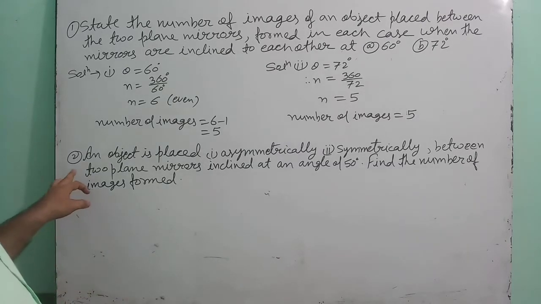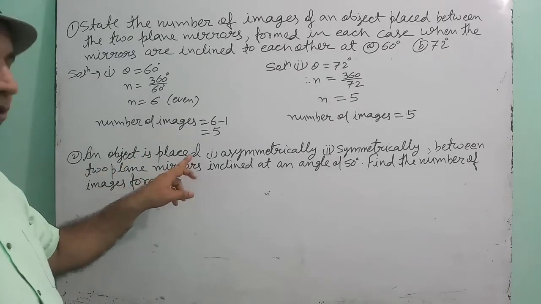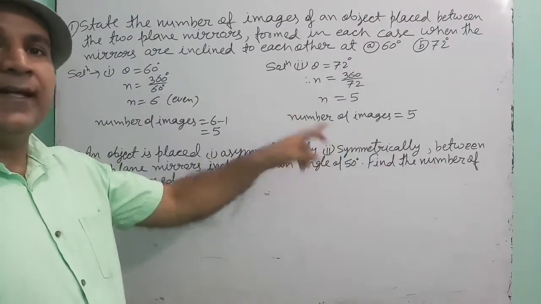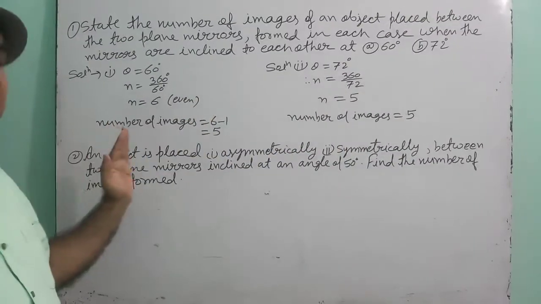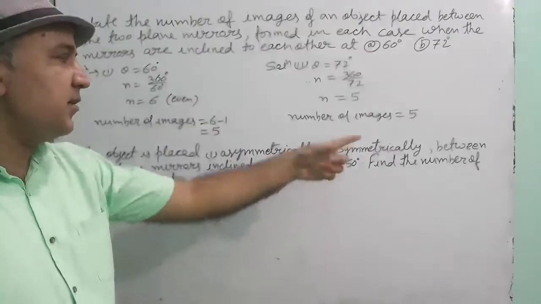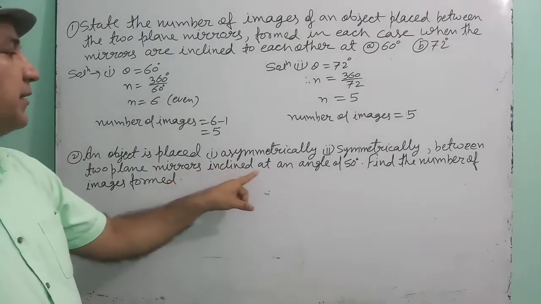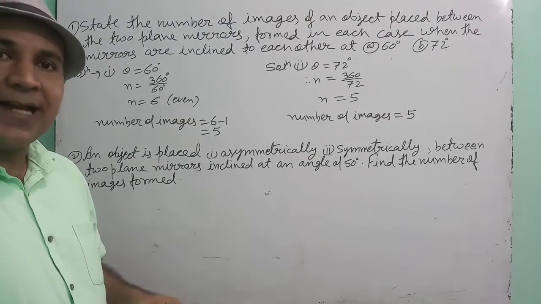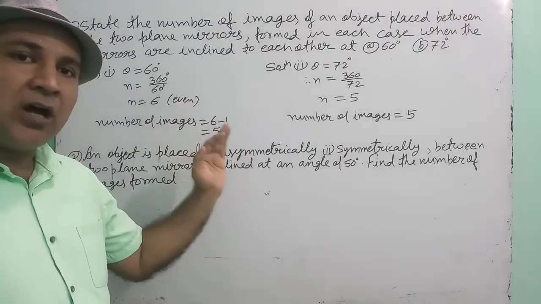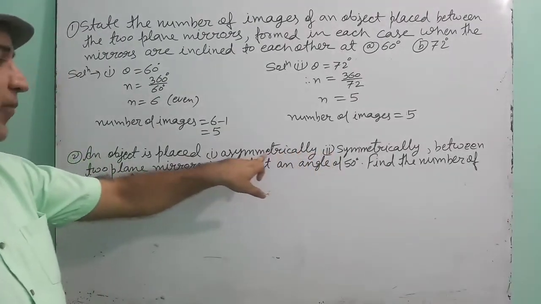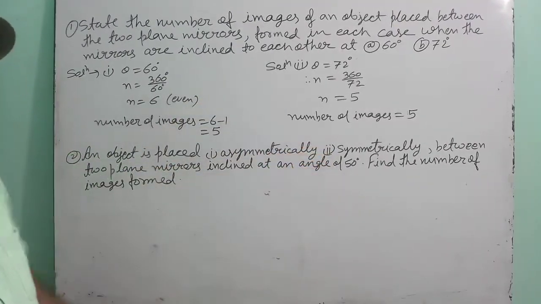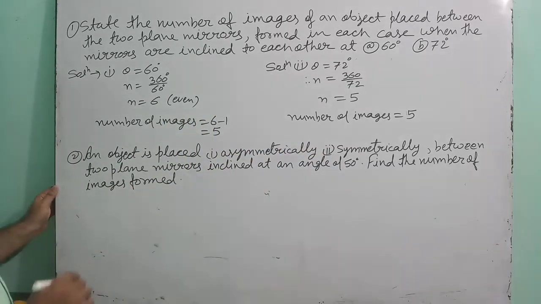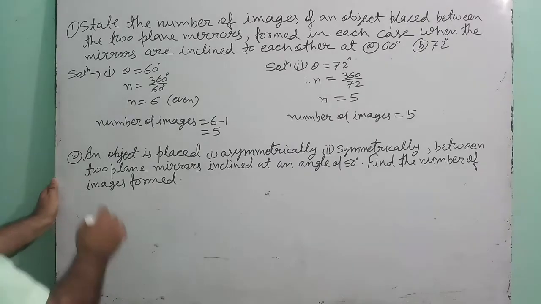Now see the second question. An object is placed first asymmetrically and then symmetrically. That means an object is placed in two ways between two plane mirrors inclined at an angle of 50 degree. Then find the number of images formed. Understood the question? See here.